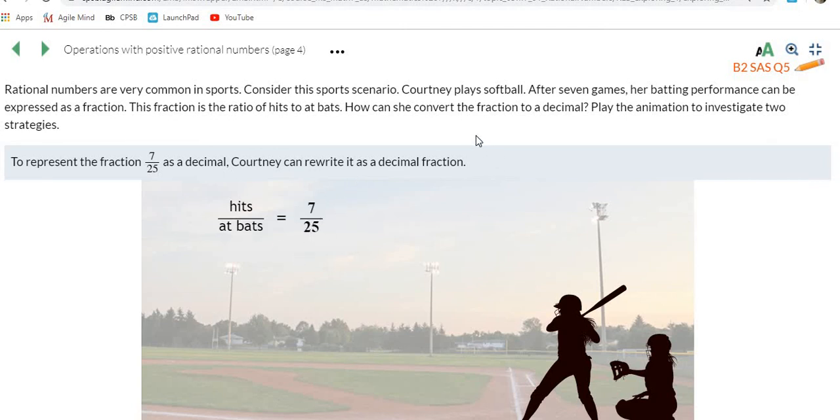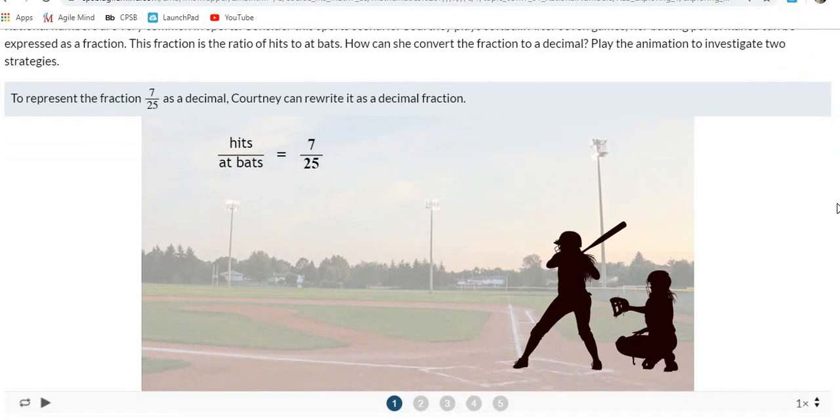We look at this a lot with different sports. I do stats for basketball, softball. We look at this and see how well the players are performing in different aspects of the game. How can she convert the fraction to a decimal? Okay, so we're going to look at this. So Courtney, this is her batting average. And we want to look at this in decimal form. Right now it's in a fraction.